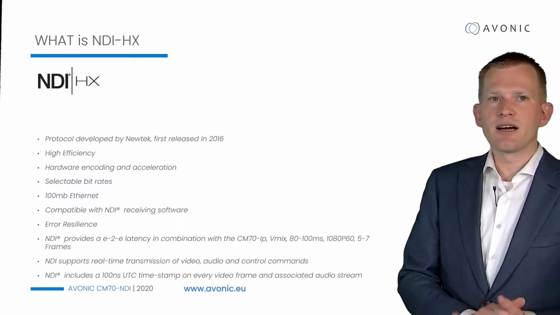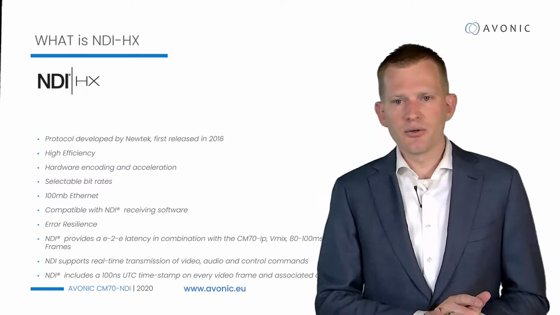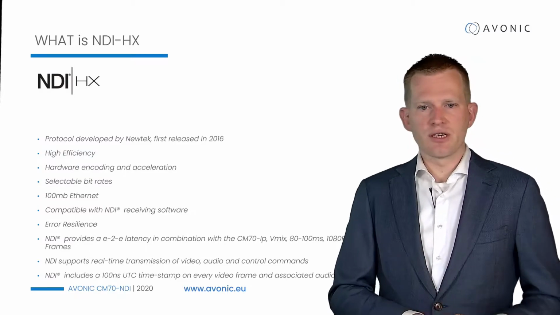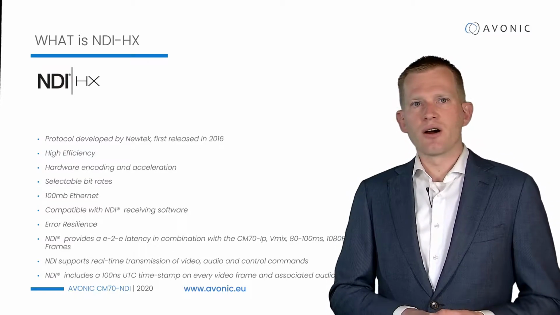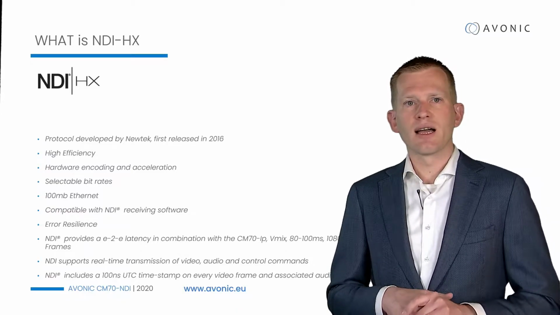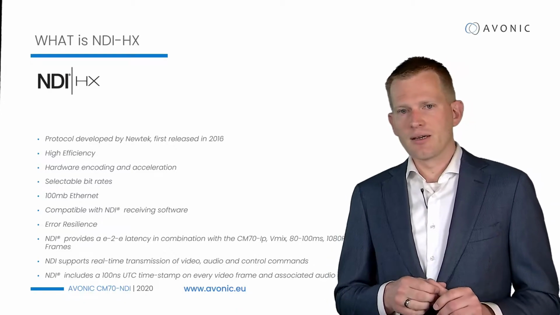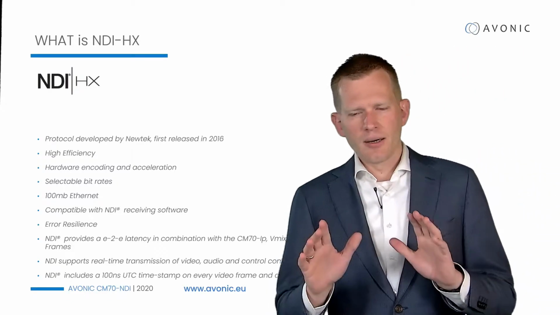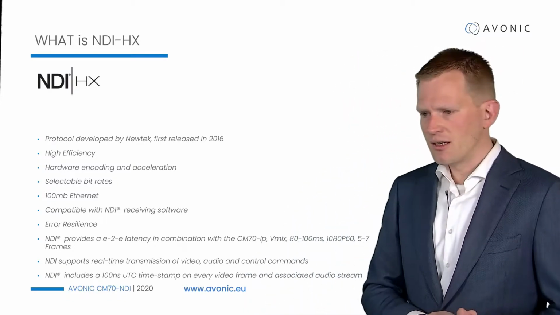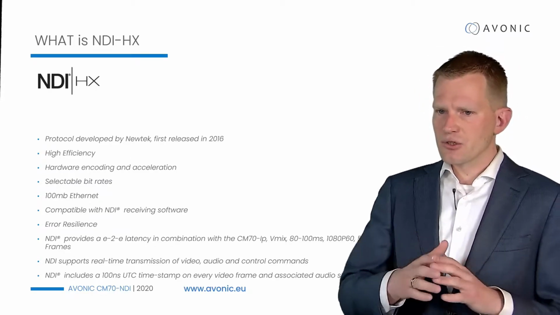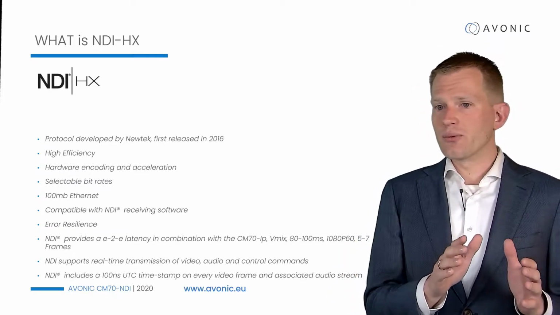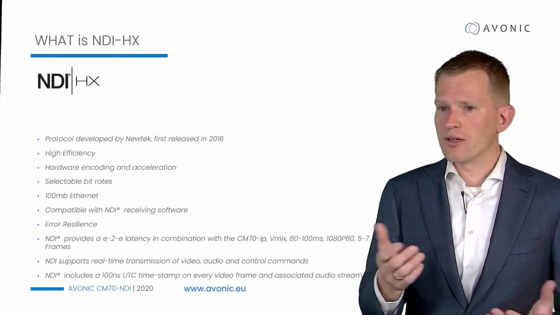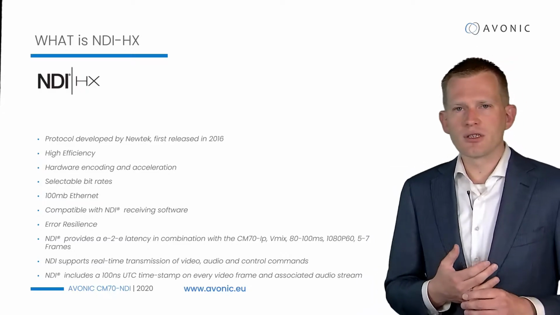NDI HX was developed by NewTek and released in 2016. It's very high efficiency. It uses hardware and software encoding and decoding. You can have all kinds of different bit rates. When talking about different bit rates, one thing you need to know is that NDI has two versions. You have NDI full bandwidth, which is a very high bandwidth consuming protocol, high quality, of course, low latency, but it uses a lot of bandwidth.